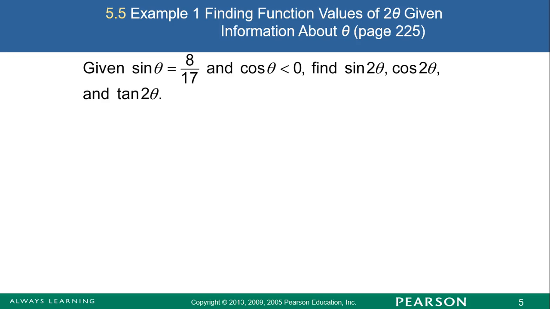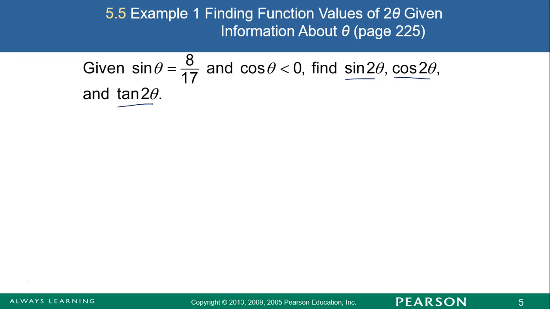So we're given some information and then asked to find three other things. We're asked to find sine of 2 theta, cosine of 2 theta, and tangent of 2 theta, only given that sine of theta is equal to 8 over 17, and we know that cosine of theta is less than 0. So we should be able to figure out what quadrant we're in from this information.